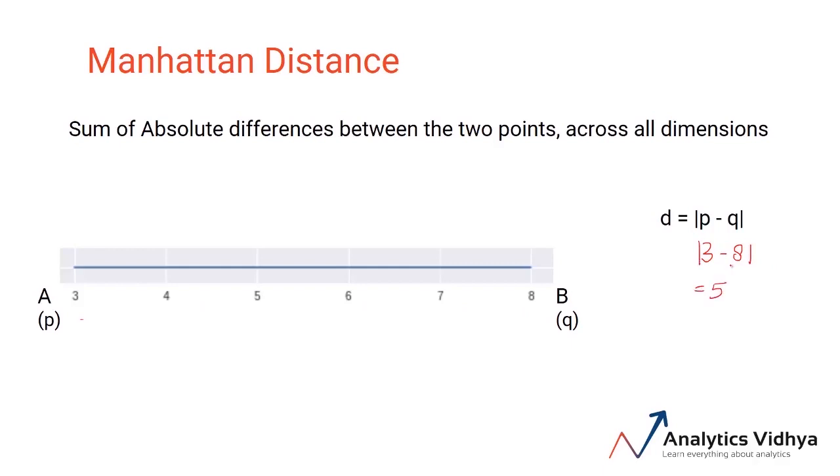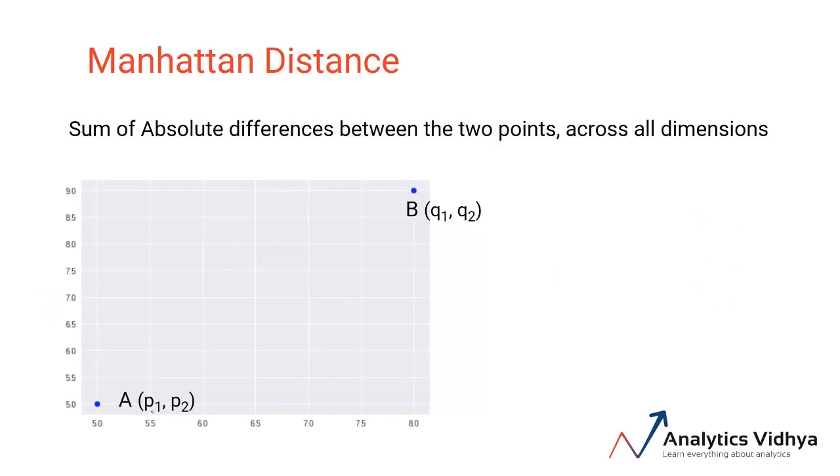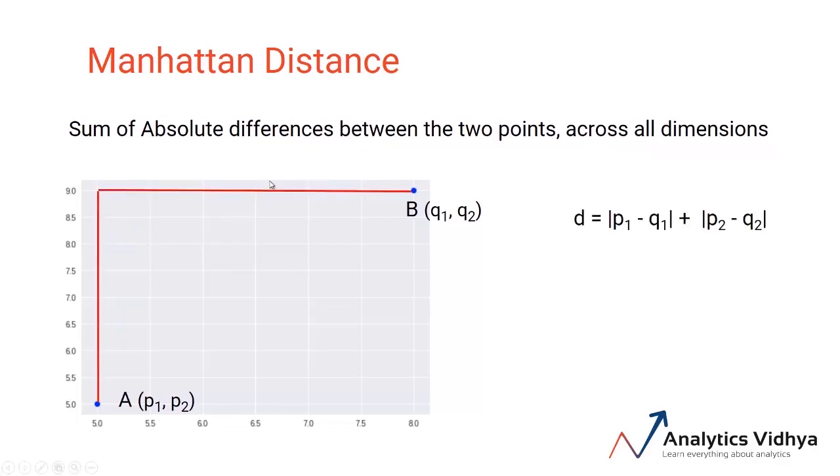Let's try another example. Here we have 2 dimensions, and we have the coordinates of A as P1, P2 and coordinates of B as Q1, Q2. How do you think we can calculate the distance between A and B in this case? Look at the definition more carefully. It is the sum of absolute differences between 2 points across all dimensions. So we'll take one dimension at a time. We'll first calculate the difference between A and B in this dimension and then in this dimension. Here the difference in this dimension is Q2 minus P2, and in this dimension it is P1 minus Q1. And again we take the absolute differences.